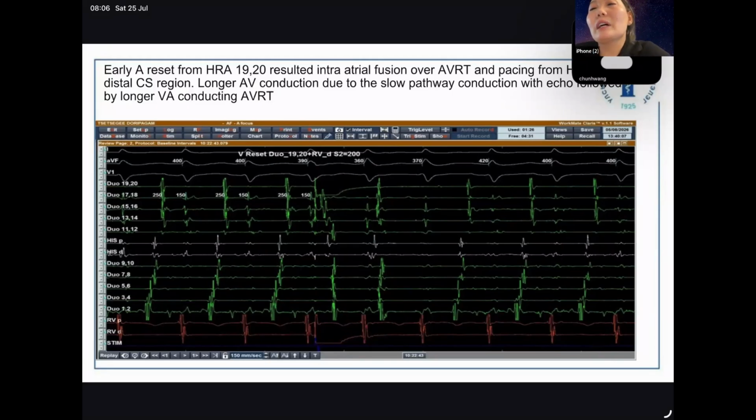And the longer AV conduction is due to the slow pathway conduction with echo, followed by the longer VA conduction, AVRT. And we did the A reset from high RA: the longer AV conduction, then echo, then the longer VA conduction.